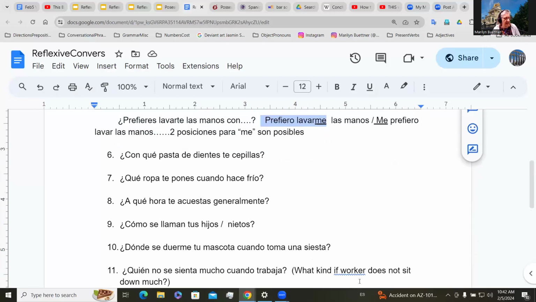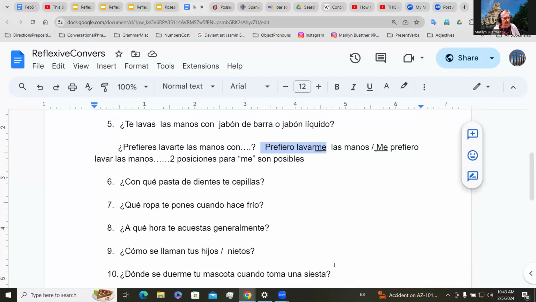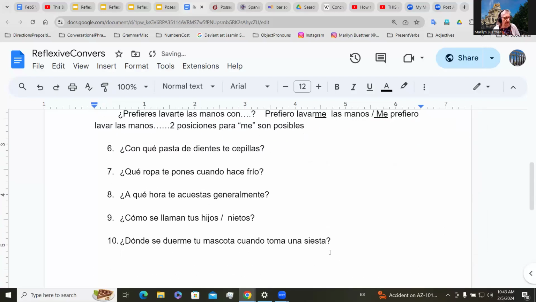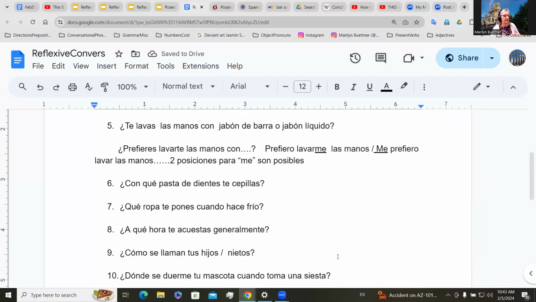Okay, a ver. Por ejemplo, 1, 2, 3, 4, 5. Let's take another 5 questions. These are all going to use reflexives. This one uses cepillarse, brush yourself. And here it's talking about los dientes, teeth.